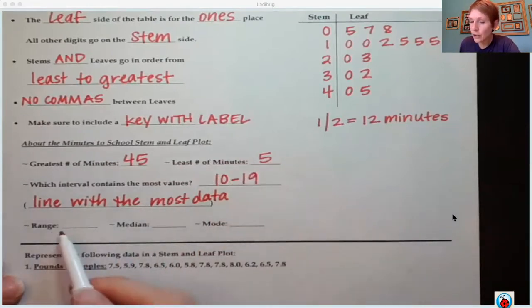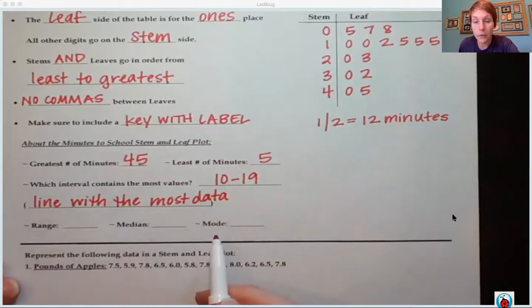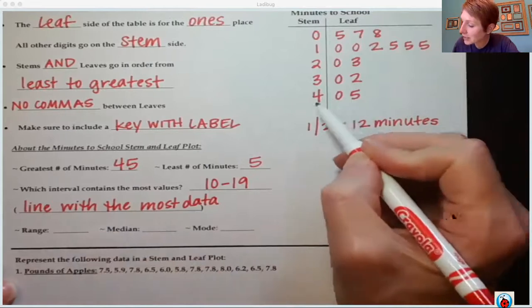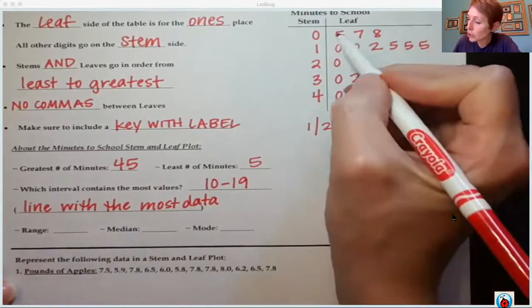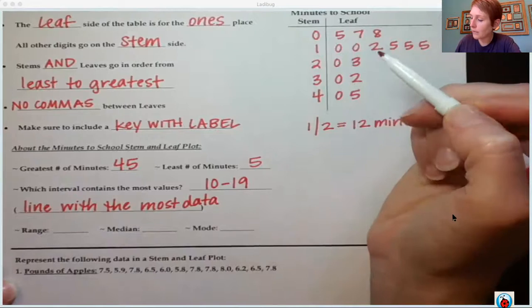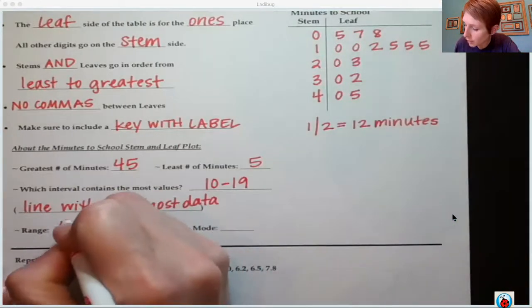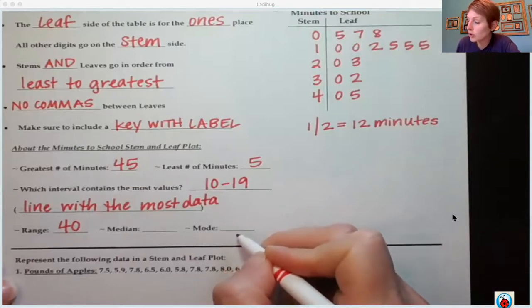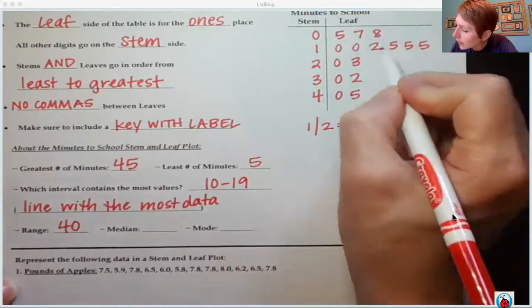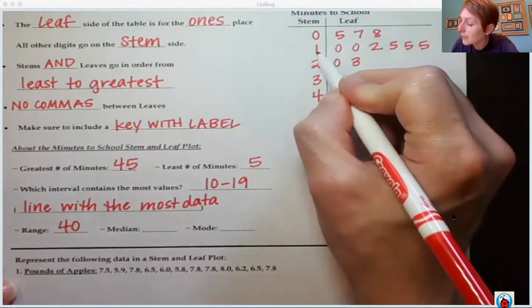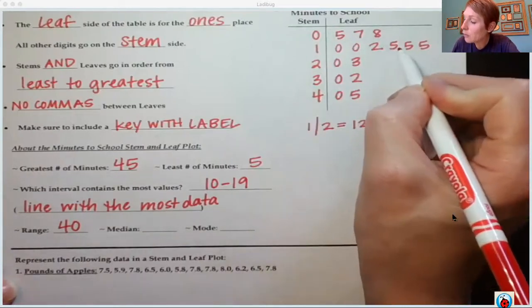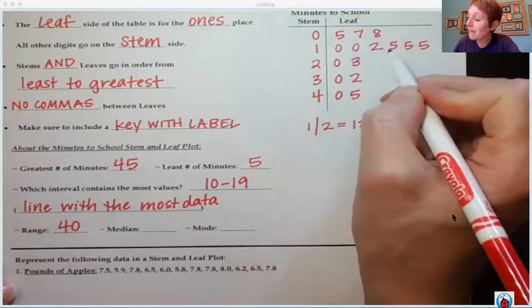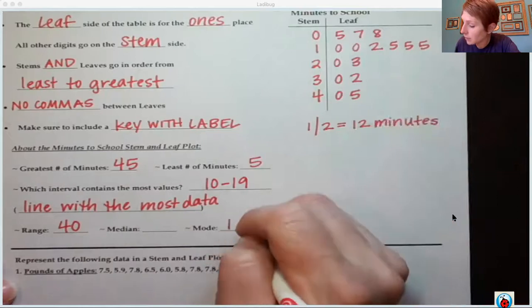Now, range, median, and mode are still present. We're still using those. Range, of course, is going to be your biggest piece of data, your 45, minus your smallest piece of data, which is 5. 45 minus 5 is 40, so my range is 40. My mode is going to be my piece of data that appears the most. Well, I have 3 5s right here, and when I put those with a 1, it makes a 15. So I have more 15s than anything else. Yes, I have 2 10s, but I have 3 15s, so 15 would be my mode.